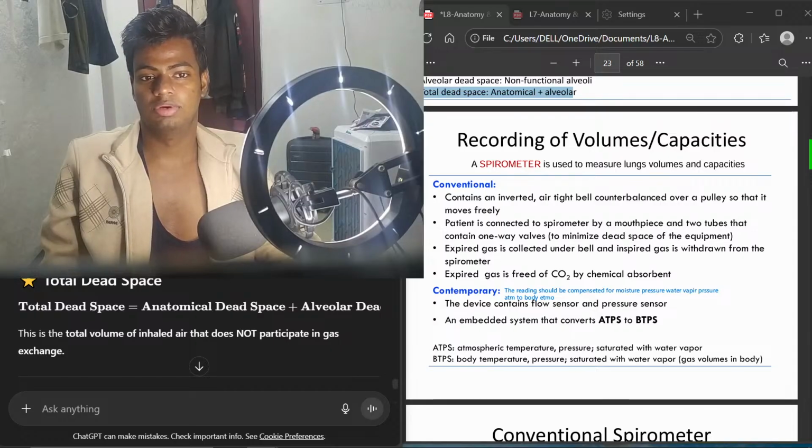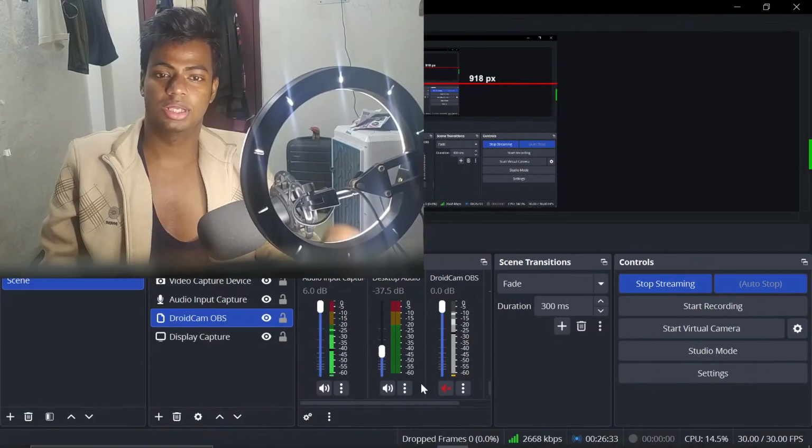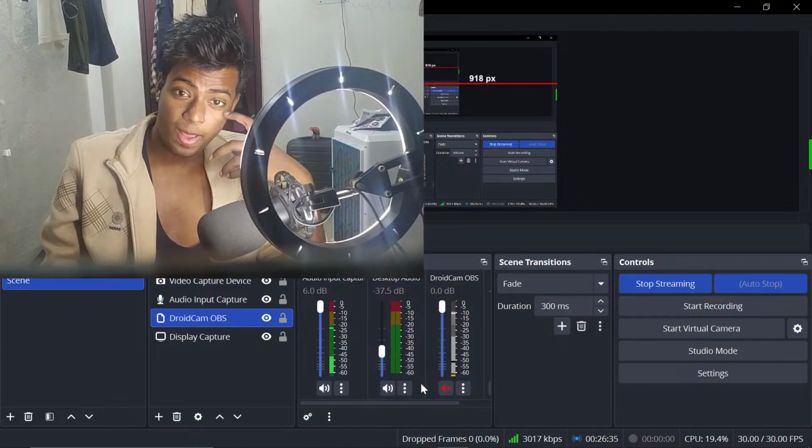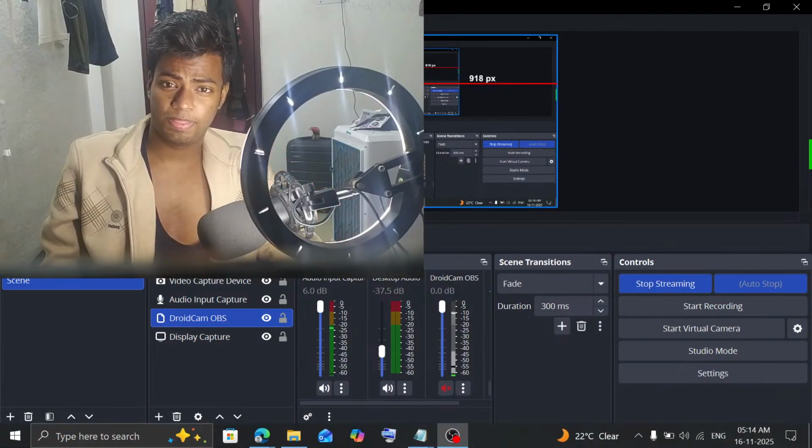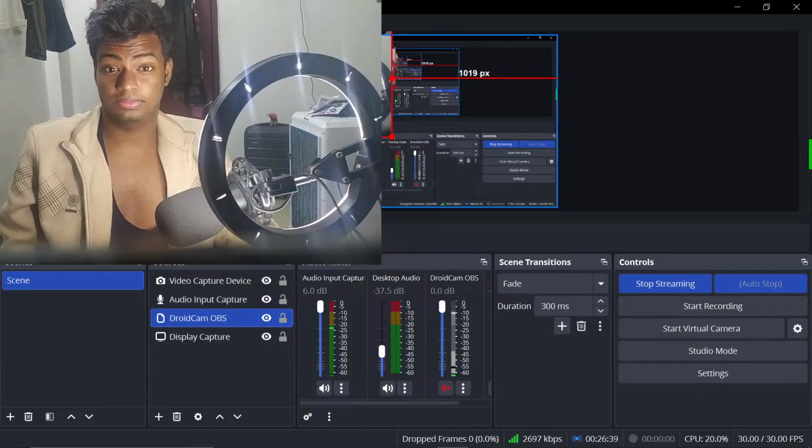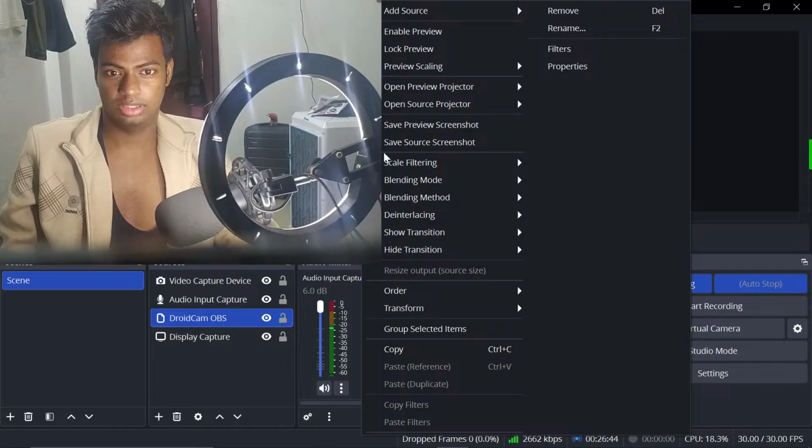contains an inverted airtight recording of volume capacities. This is too hard. Can you add some filter?